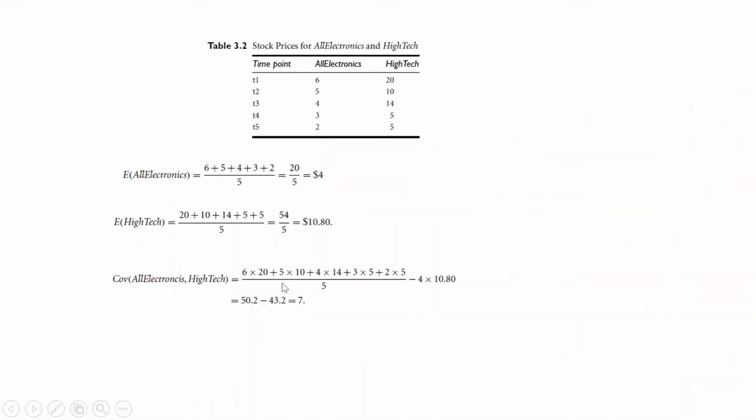You calculate expectation of AB as 6 into 20 plus 5 into 10 plus 14 into 4 plus 3 into 5 plus 2 into 5, divided by 5. That is expectation of AB, minus expectation of A which is 4, and expectation of B which is 10. With that, you are able to calculate the covariance as 7. So it is a positive number. So we can say the two are actually correlated to each other. That is how we do the calculation.